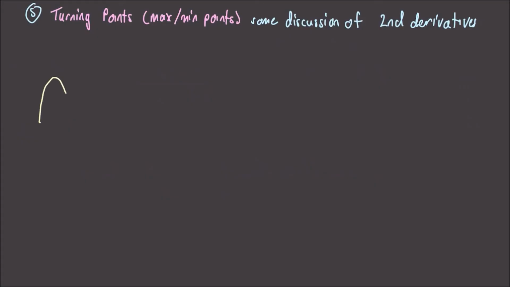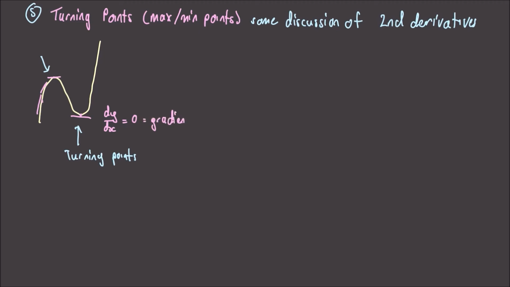Okay, turning points. So turning points are these bits just here, where it turns from going uphill to downhill or downhill to uphill. We identify these, of course, as maximums or minimums. And you can see at both these points, the gradient is 0 just for that instant, just at that point. And that's going to be the key to finding these points.